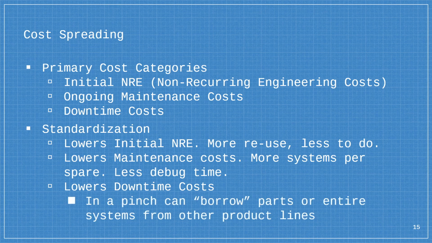And this goes two ways, because if you're standardized enough where your test platform can be used across product lines, then if you have a system go down, in some cases you can borrow parts, and in some cases you borrow entire testers or test stations from other product lines.